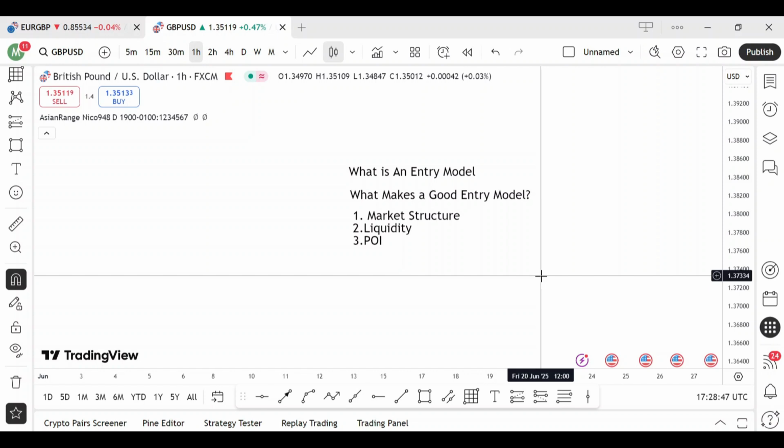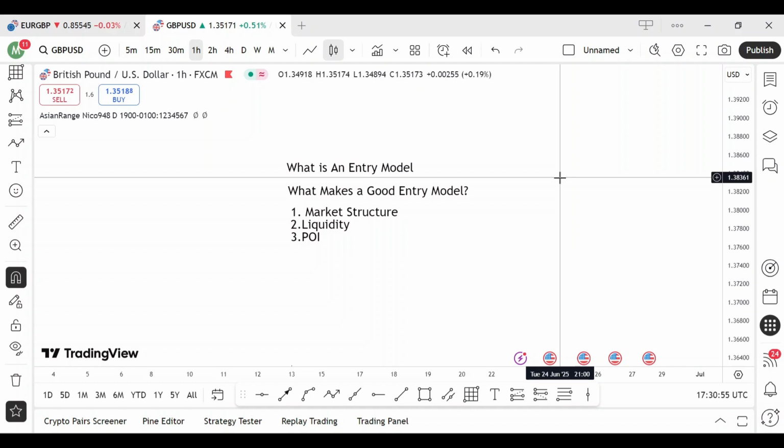You can't just enter into the market blindly, buying or selling anyhow. There must be a specific area you are looking to get into the market. So these three must be in line. These three must mark out your checklist: your market structure, your liquidity, and your POIs. So how do we build an entry model?